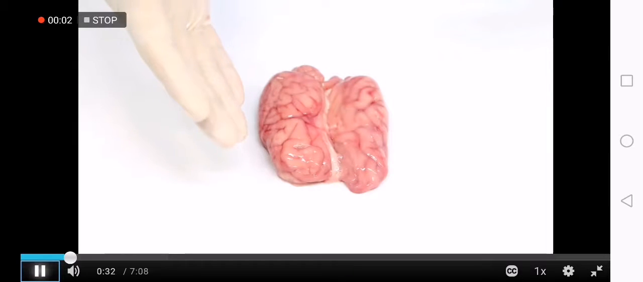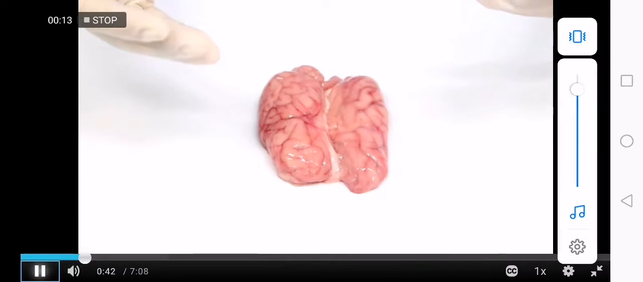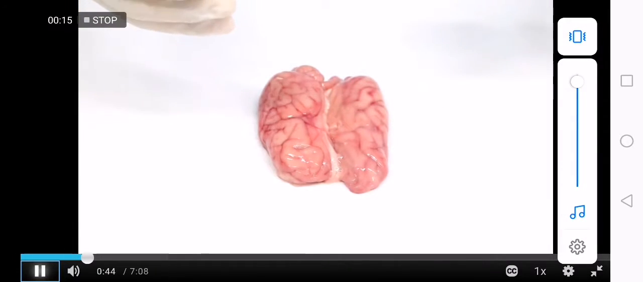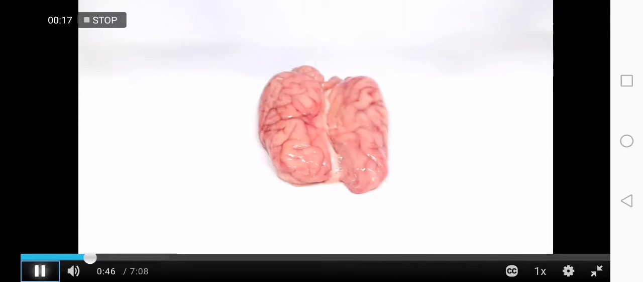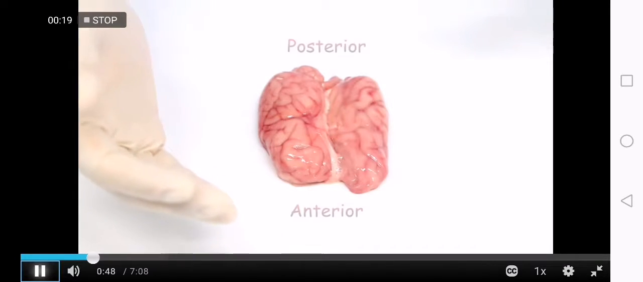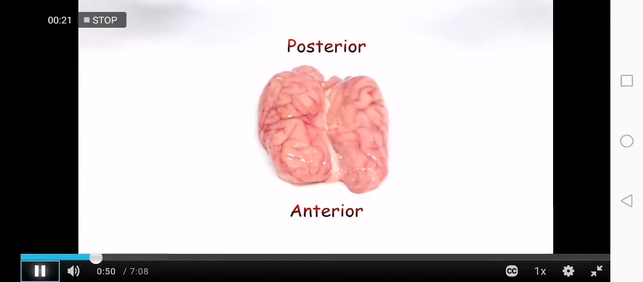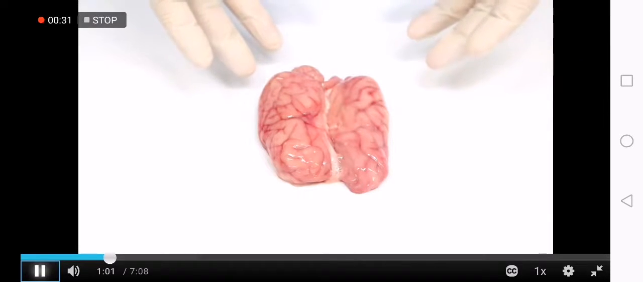So this is the brain, and this is again the sheep's brain, just to use an example. Now the first thing when you're doing a dissection is finding where your places are, or your landmarks. First you have to know which one's the front, or the anterior, and which one is the back, or the posterior. With the brain, you can know which is the front part and where the back part is, because all you have to do is find the bulky area.